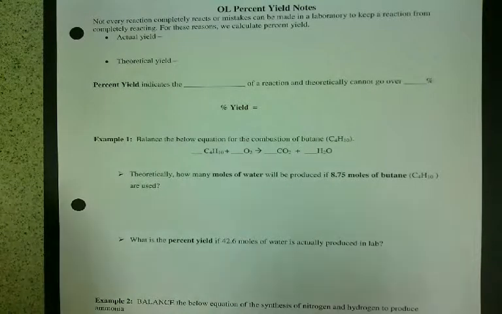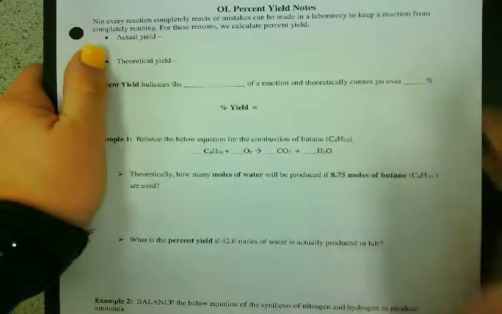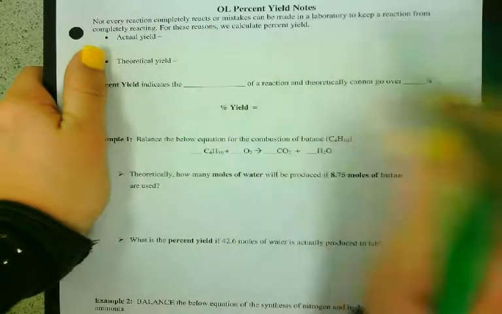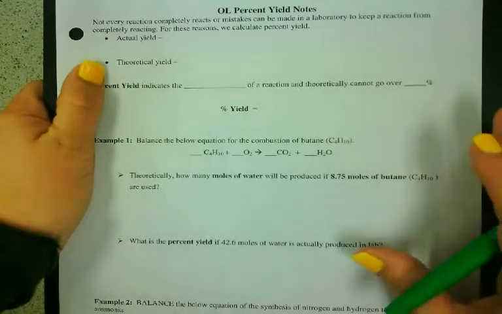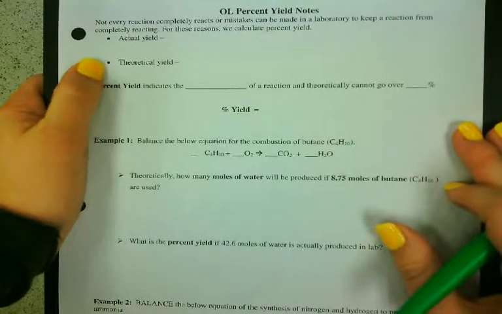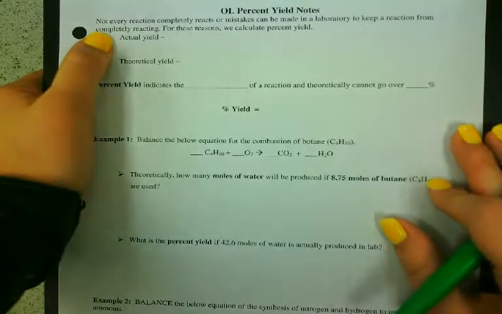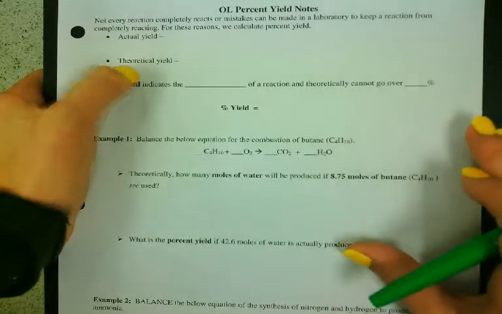In this video, we will be talking about percent yield. Not every reaction completely reacts, or mistakes can be made in a laboratory to keep a reaction from completely reacting. For these reasons, we can calculate percent yield. Some important definitions to know for percent yield are actual yield and theoretical yield.